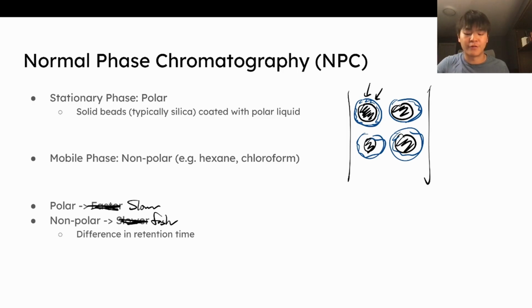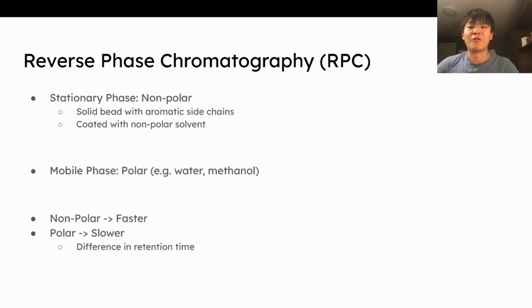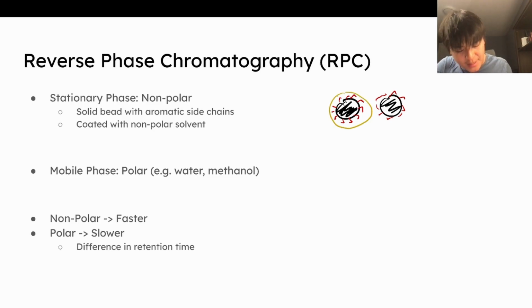That's normal phase chromatography. On the contrary, we have reverse phase chromatography. This is the exact same thing, except these beads now have aromatic side chains, and aromatic is basically a fancy word for non-polar. Well, not exactly, but imagine this is non-polar. These non-polar ligands, these aromatic side chains, will have a non-polar solvent that can now chill there, because it can interact with the ligand.